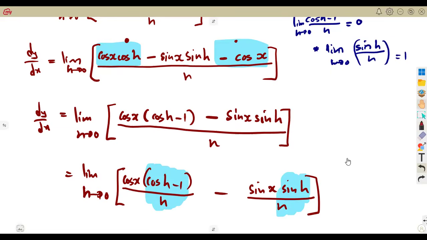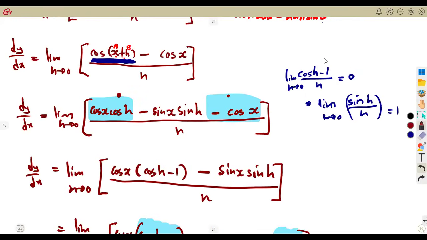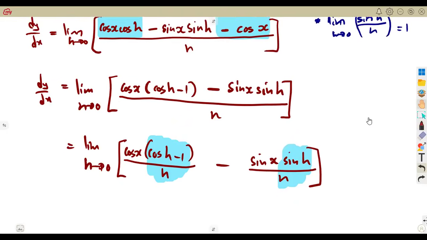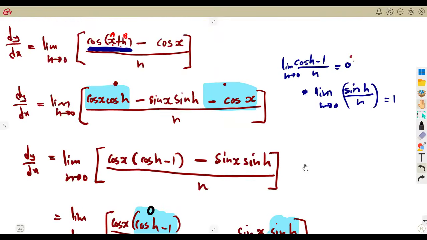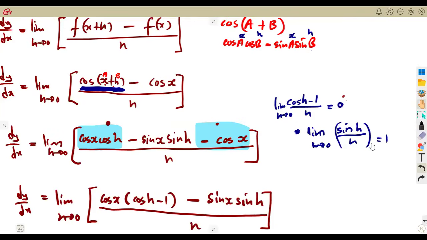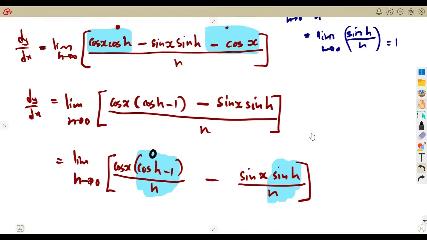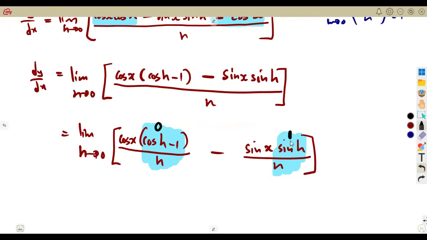We can see this. We have those equivalent. What is the equivalent of this? Cos of h minus 1 over h. It's 0 there. So the whole of this part is going to give us a 0. What about sine h over h? As h is approaching 0, what do we have? Sine h over h as h approaches 0 is what? It's a 1. So the whole of this part is going to give you a 1.